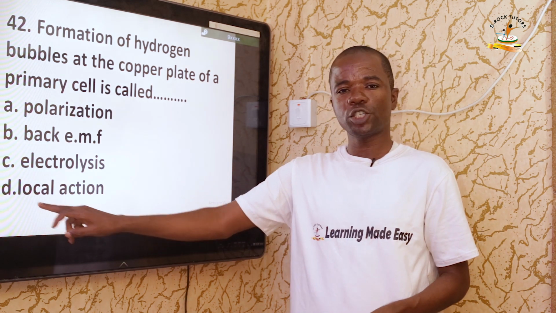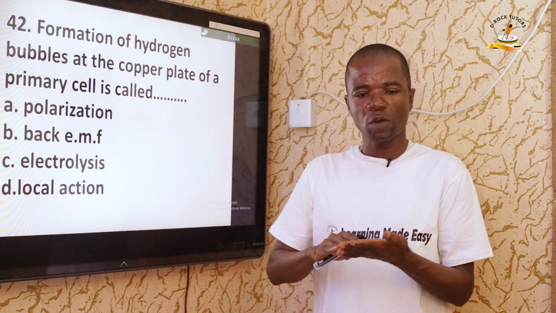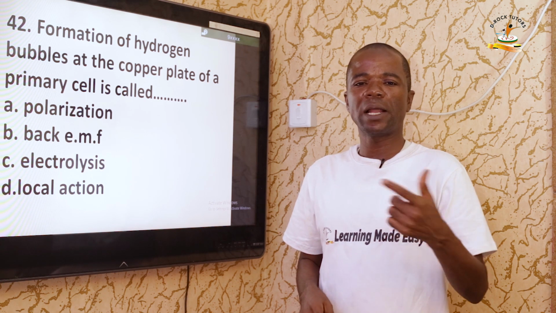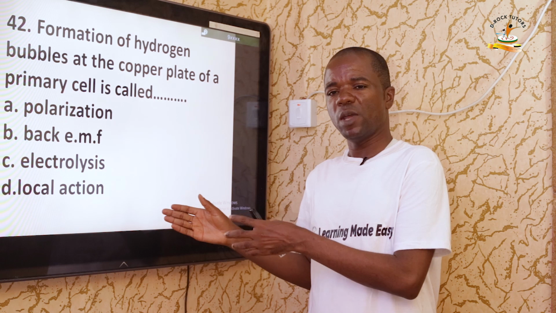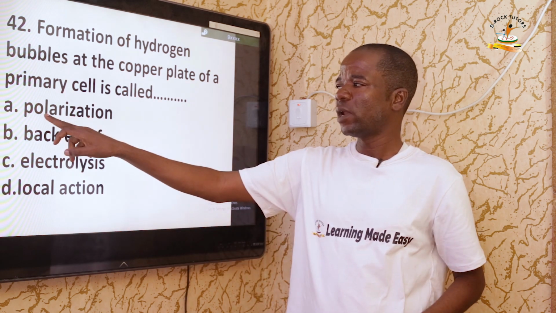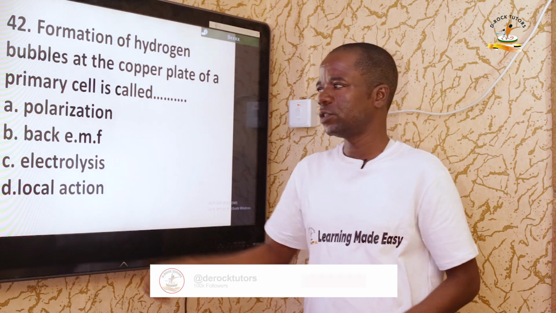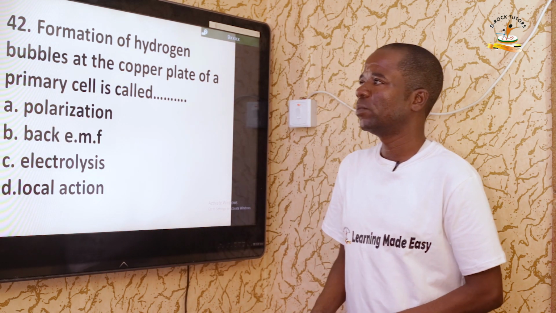Whereas if it's local action, how do we prevent or minimize local action? By rubbing the surface of the impure zinc with mercury, a process called amalgamation. So local action can be prevented or minimized by amalgamation, while polarization can be prevented or minimized by depolarization. So the correct answer for this is option A. Let's go to number 43.